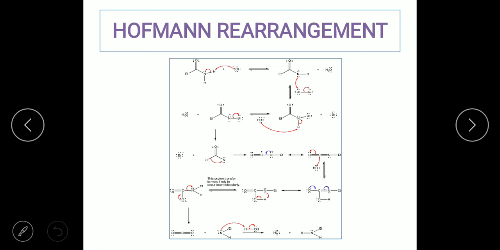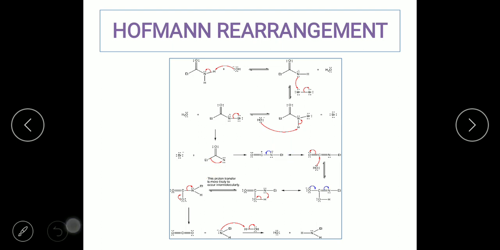Now this intermediate that is formed is going to undergo the rearrangement. When you count the number of electrons around the nitrogen, you can see that there are 6 electrons. Hence we say that Hofmann rearrangement is a rearrangement of an electron deficient nitrogen, because the nitrogen should have 8 electrons around it, and here it has only 6. So at this stage the Hofmann rearrangement takes place: the R group along with its electron pair moves towards the nitrogen, as shown here. The group along with the electron pair attaches to the nitrogen.